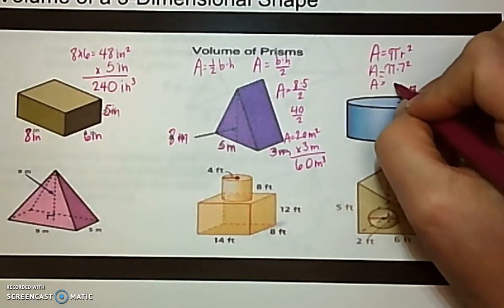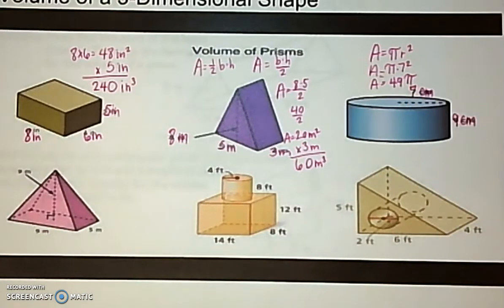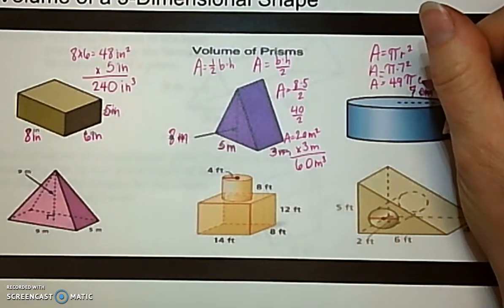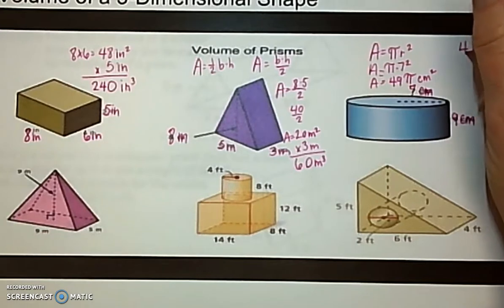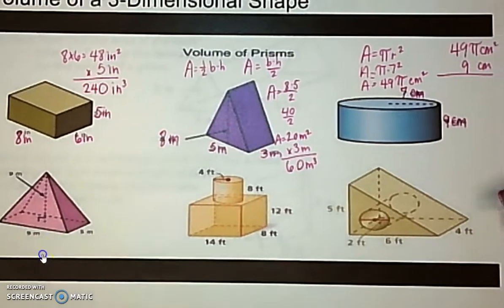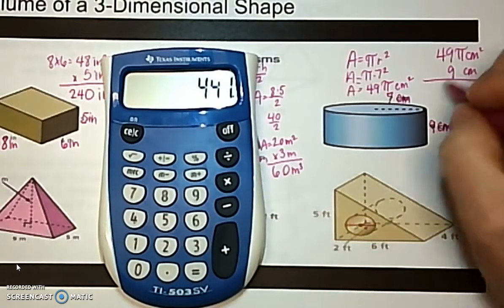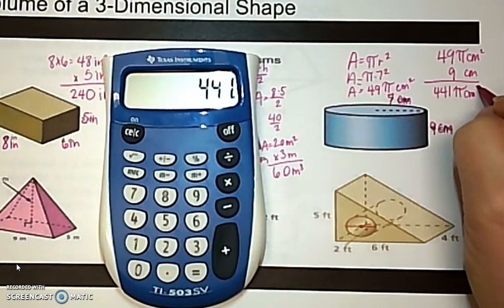So I can think of that exactly as 49 pi. And sometimes it asks me to find it just in pi. So that is 49 pi centimeters squared. And then I could multiply 49 pi centimeters squared by 9 centimeters. And I would get 441 times pi centimeters cubed.